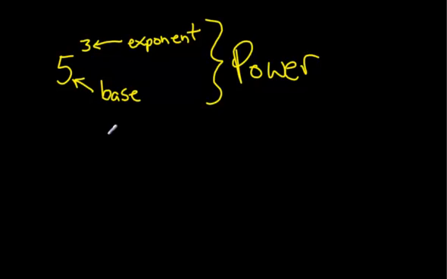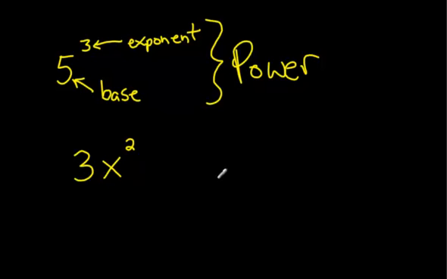Let's see, is there any other? Yeah, let's do this one. If we had 3x squared, remember, this whole thing is called a term. The 3 is called a coefficient. The x is called the variable because it changes. We don't really know what x is. And the 2 is called the exponent. Hopefully that's enough information for now.